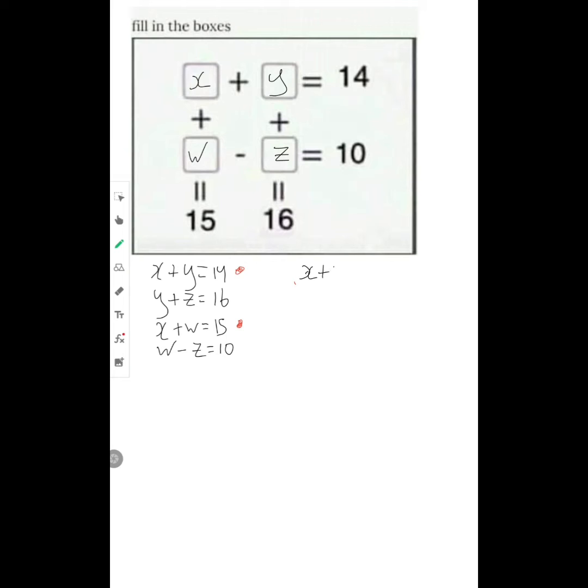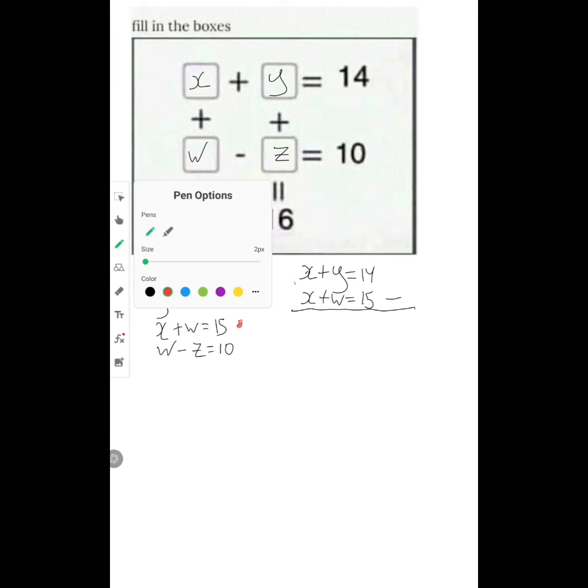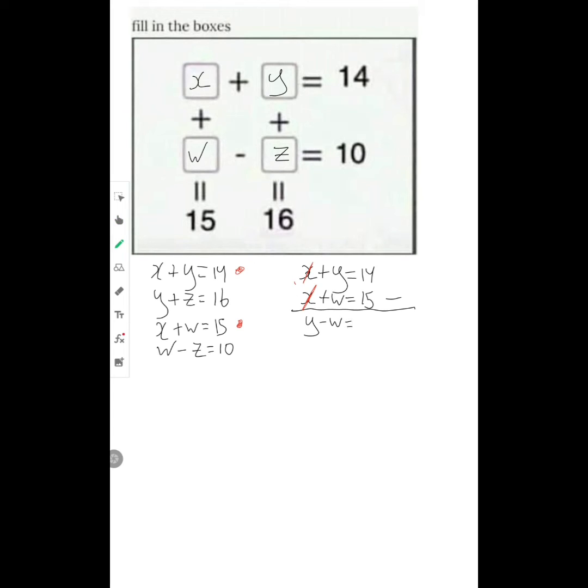So x plus y is equal to 14, and x plus w is equal to 15, and I eliminate the letter x. If I subtract them, these two automatically cancel each other out, because 1x subtracted by 1x is 0. And here you're going to stay with y minus w is equal to negative 1. So I got another equation here.